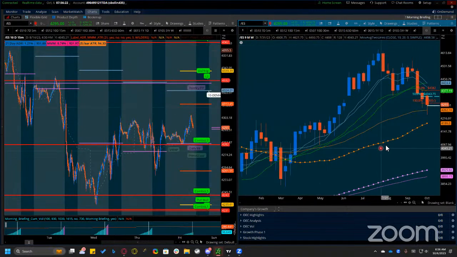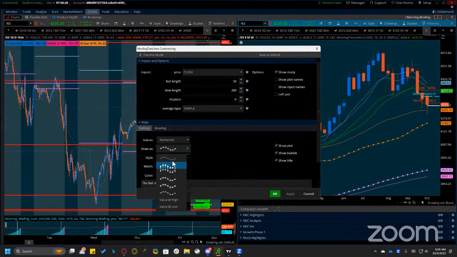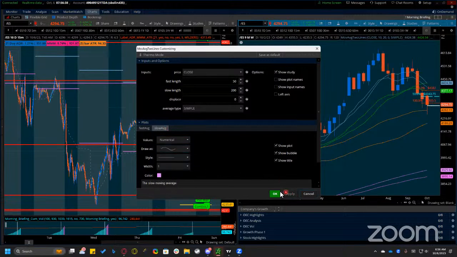So looking at it on the weekly, we did make contact with that 50 period moving average, and we're back above it for now. But if the data comes through today that's bad, or that the market doesn't like and sells off, I think we'll get back below that 50.